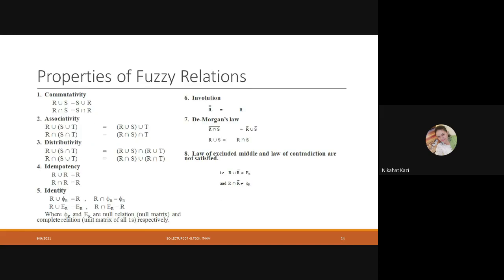Next is properties of fuzzy relations. They are similar only to your properties of fuzzy sets because a fuzzy relation is also a fuzzy set. They're similar only, so I'm not discussing that. You can go through it.